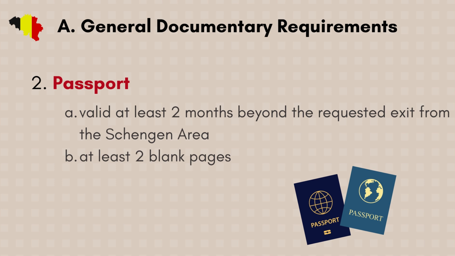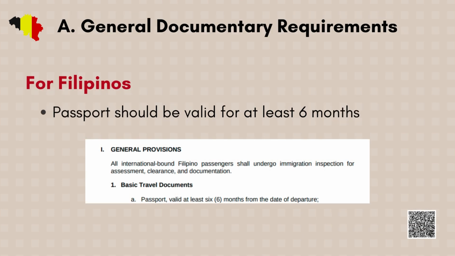Next requirement would be the passport. The passport should be valid for at least 2 months beyond the requested exit from the Schengen area, and it should have at least 2 blank pages. So for example, you would want to travel from September to October. Your passport validity should be valid from 2 months. However, for Filipinos, you will not be allowed to travel if your passport is not valid for at least 6 months. So please do take note of that one.